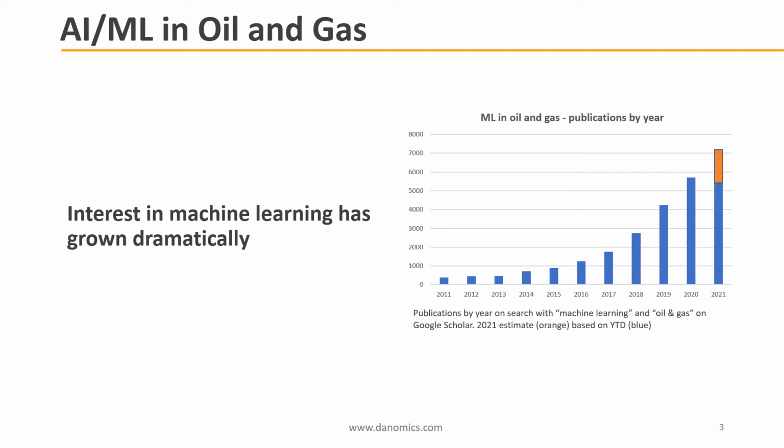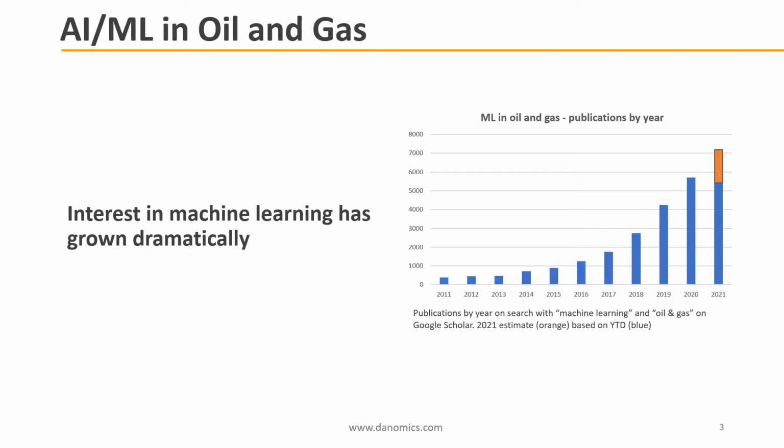And when you do this, what you see is that in the early 2010s, so 2011 through 2013, 2014, there were definitely some papers, but not a lot. And then really sometime around 2015, the trend started to take off, and we saw big year-over-year growth in the number of publications with respect to machine learning in oil and gas. And if the current pace holds up in 2021, it looks like we'll have over 7,000 publications on applying machine learning in oil and gas this year. And so I think that really shows the interest.